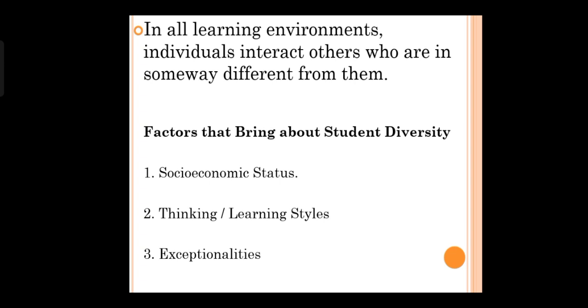Socioeconomic status is the position of an individual or group on the socioeconomic scale, which is determined by a combination of social and economic factors such as income, amount and kind of education, type and prestige of occupation, place of residence. Second, thinking learning styles refers to the preferred way an individual processes information. These describe a person's typical way of thinking, remembering, or problem solving. And lastly, exceptionalities: the state or condition of being exceptional, rare, one of a kind, or unusually excellent.